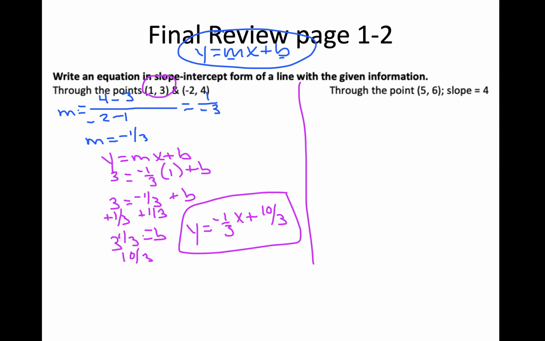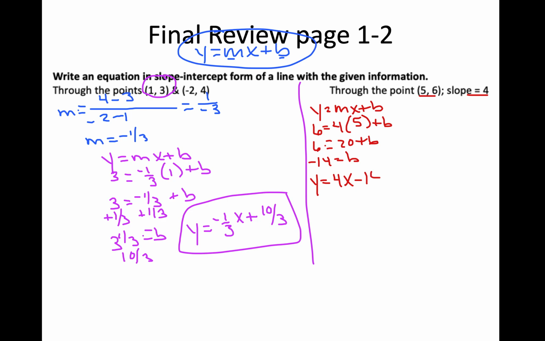All right, so the next one gives you a point, and it gives you slope. So this one already gives you slope, so now it's easier than this one. So again, I can start with slope-intercept form, or I could start with point slope. If I start with slope-intercept form, your y is 6, your slope is 4, your x is 5. So I get 6 is equal to 20 plus b. If I subtract 20, I get negative 14 for b. So my equation would be y equals 4x minus 14. Now the other option is to use point slope form, and that would be this one.